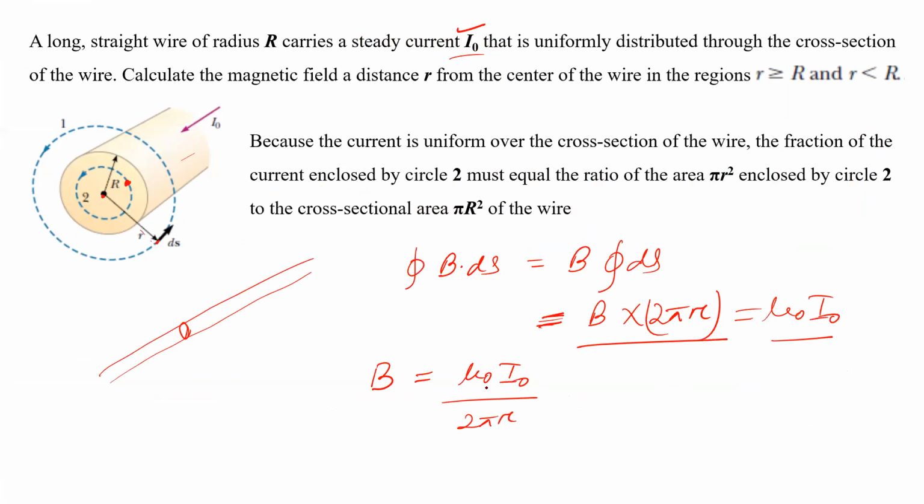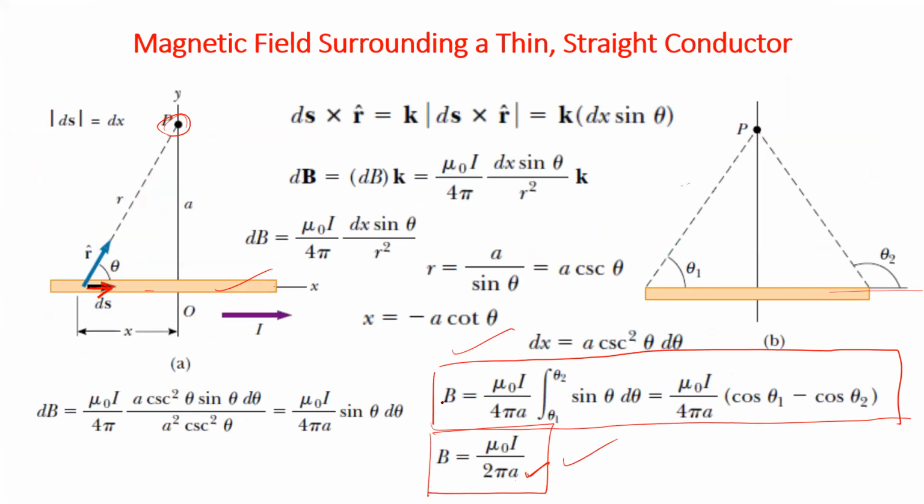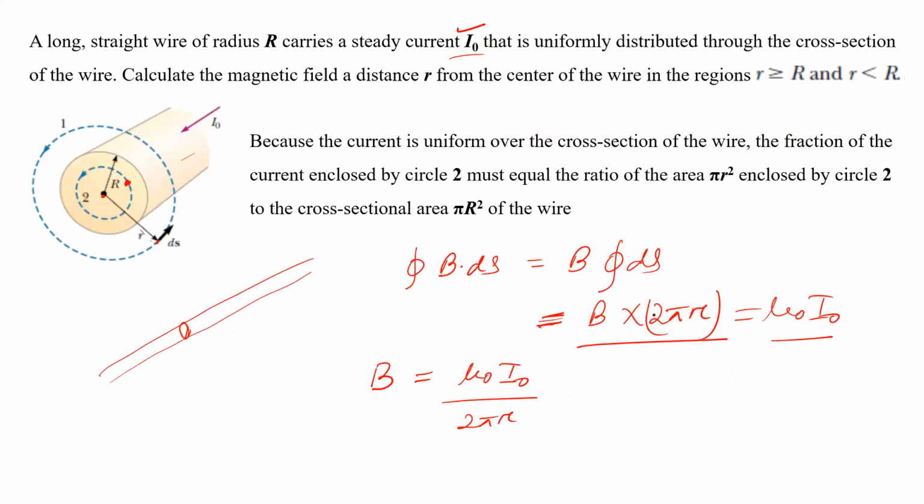In Biot-Savart's law, we had to calculate the magnetic field by integration, but here we just put the formula. We don't know the magnetic field, but mu 0 I0 is the formula. So the magnetic field will be mu 0 I0 divided by 2 pi r for a straight current carrying conductor, outside at the point where we are trying to find the magnetic field.